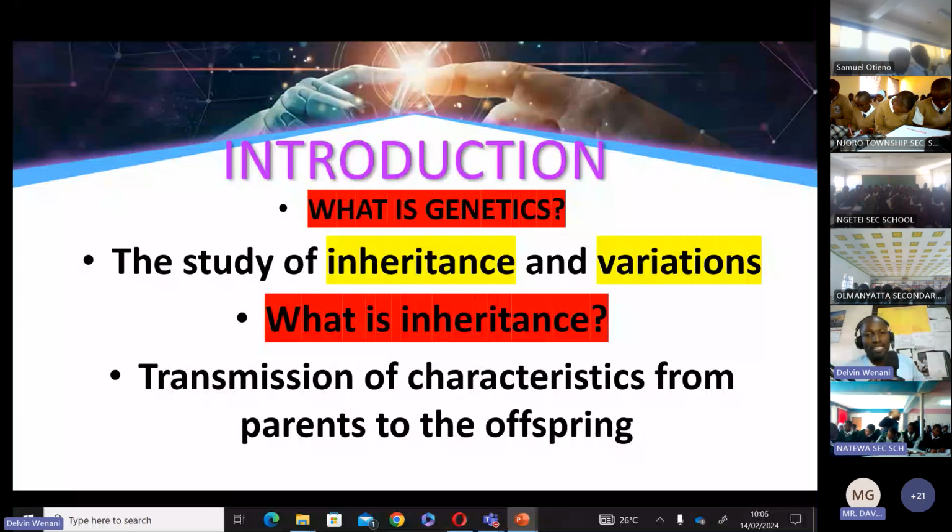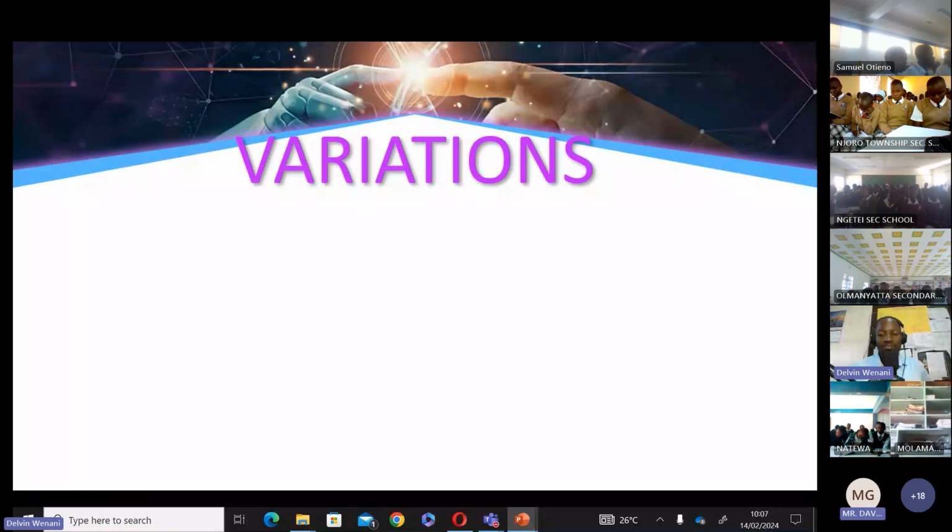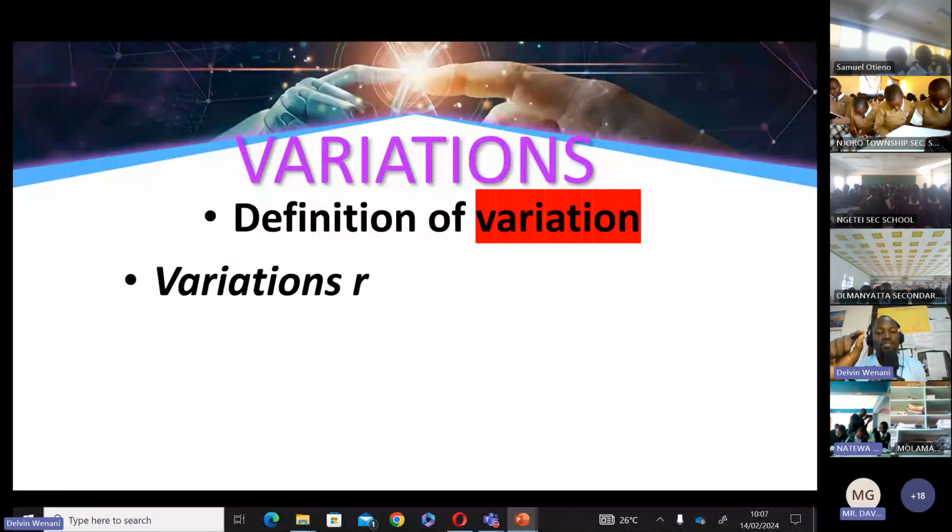Next is variations. For genetics to occur, there must be some inheritable characteristics and some variations. We have talked about what is inherited, and about them looking the same, but now there are some variations. So what are these variations? From the English word vary, variations refers to observable differences among living organisms.